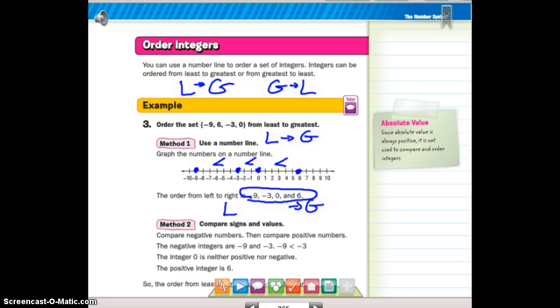And again, when we talk about these, if you don't want to use a number line, you have to understand that a number with a greater negative absolute value will always be less than a lesser negative number and always be less than any positive number.